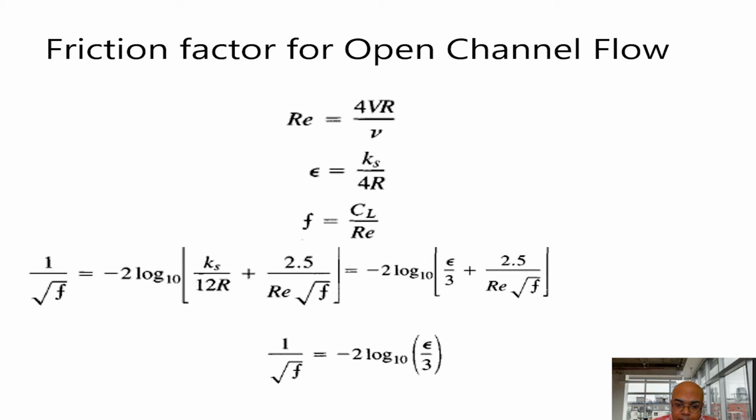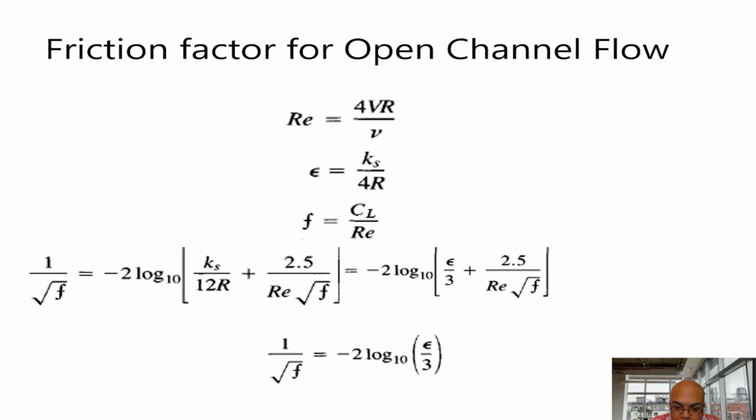You can see here, for highly turbulent flow, in this Colebrook equation, we can neglect this term, because for highly turbulent flow the Reynolds number value is very high. Since the denominator is very high, this value is almost negligible or goes to zero. Only this value we can include. So that is this equation.